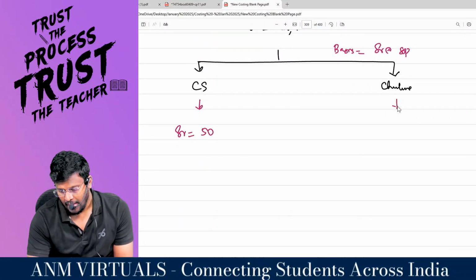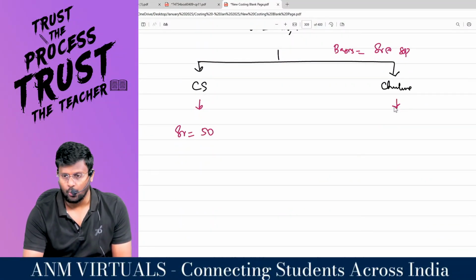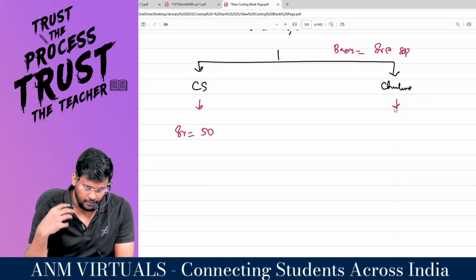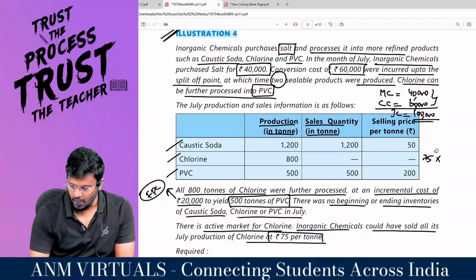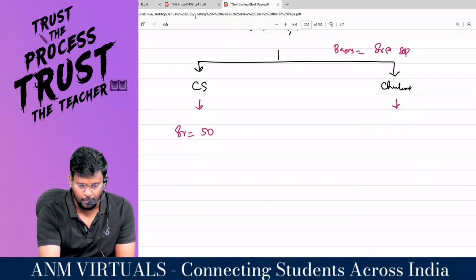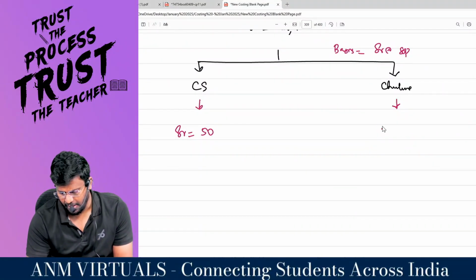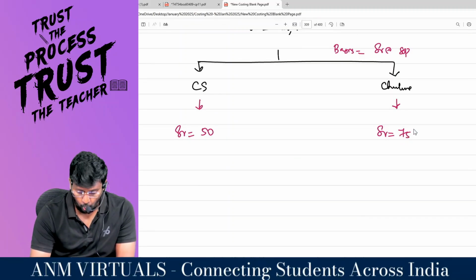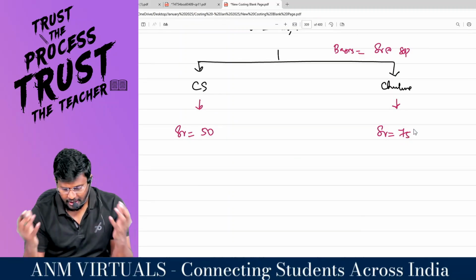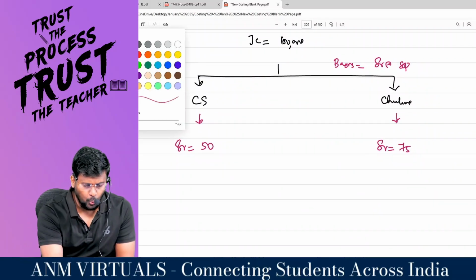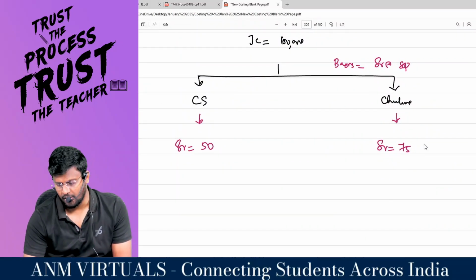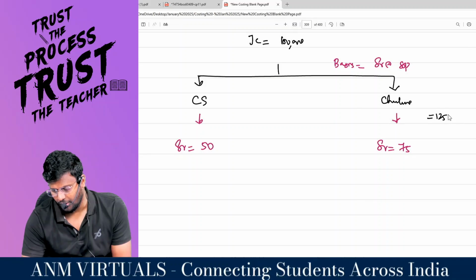Comfortable? Actually, chlorine could have been sold at the split off point, but you sold it after further processing. If you had sold at the split off point, how many rupees? 75, my dear lovable students. So sale value at split off point is 75. So I have to bifurcate or apportion the joint cost of 1 lakh between product 1 and product 2 in the ratio of 50:75. Total comes to 125. Comfortable?